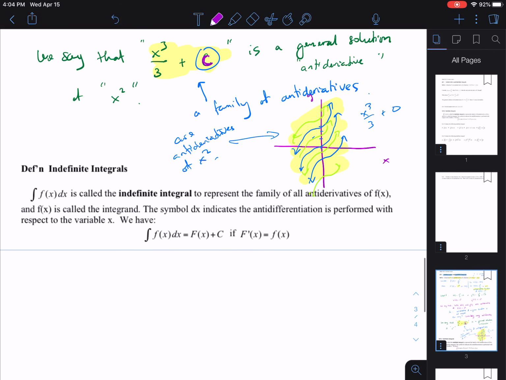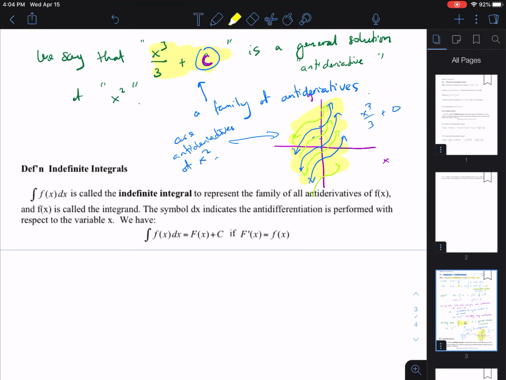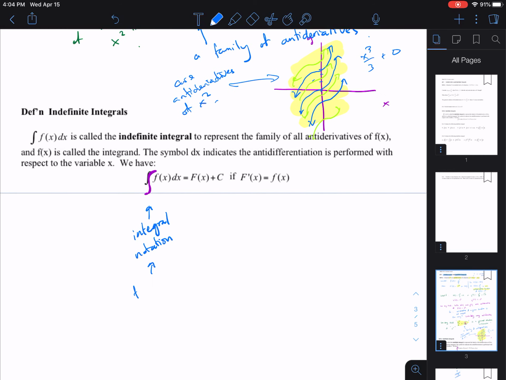So I want to end this video on a new notation that we're going to learn in this lesson, and that new notation is called the indefinite integral. Okay, so this squiggly line here, I'll write it a little bigger. This notation is the integral notation. I think I spelled integral wrong. So integral notation. And anytime we see that notation, that notation means find the antiderivative.